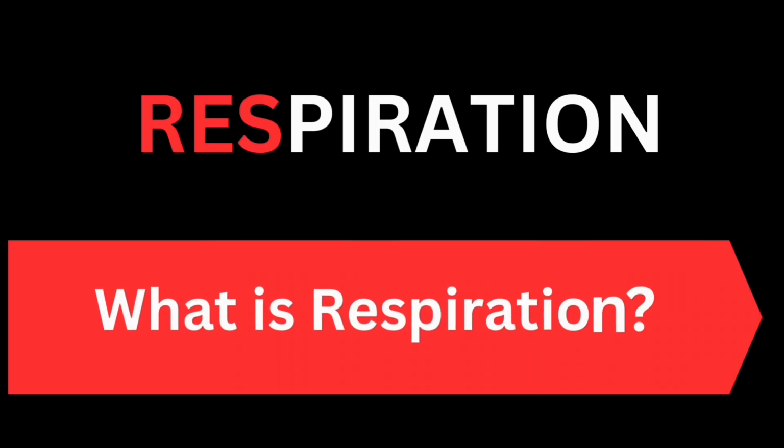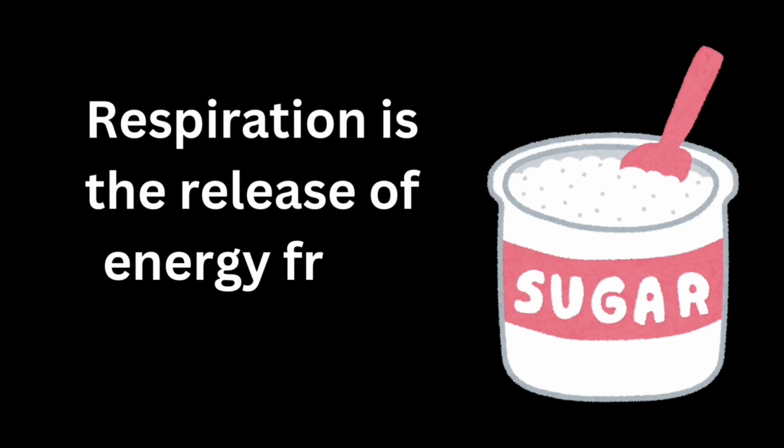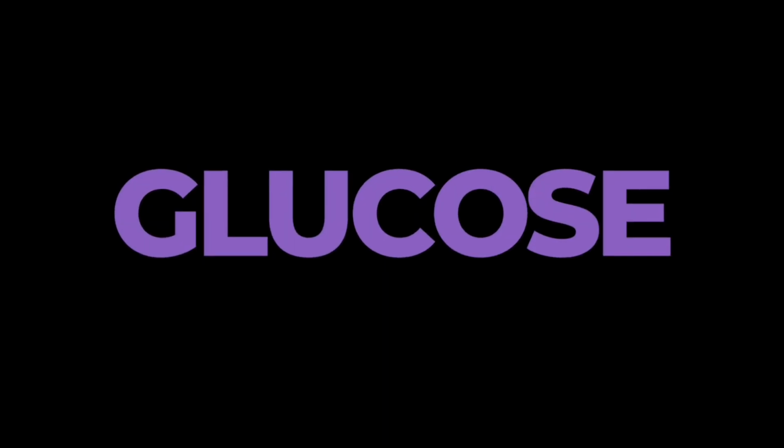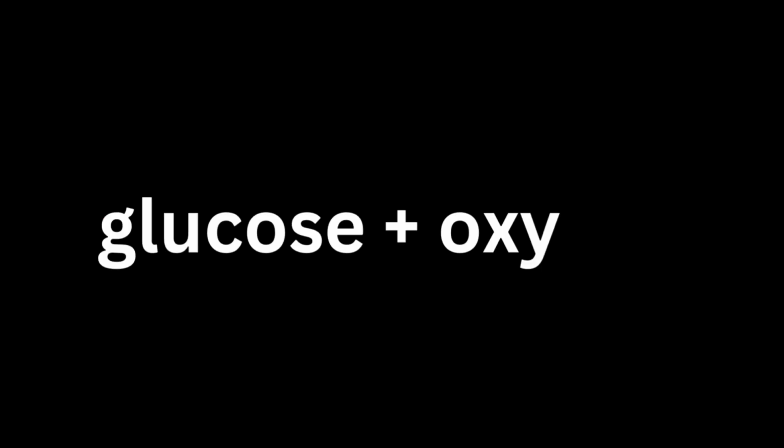So let's get started and describe the word equation for respiration. So we already know that respiration is the release of energy from sugar, and the sugar that we're going to be talking about is glucose. Another process that releases energy is burning. Burning this match is releasing energy from the wood in the match. Now, this burning reaction needs oxygen. And in the same way that burning needs oxygen to release the energy, so does respiration. So far we know that respiration needs glucose and oxygen.